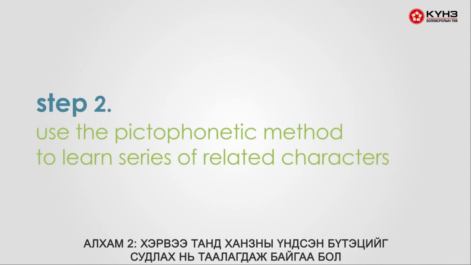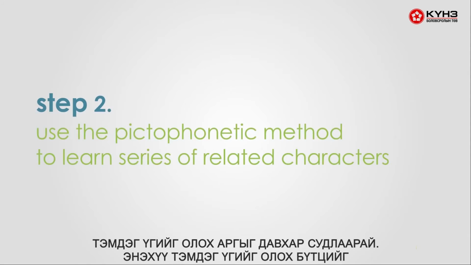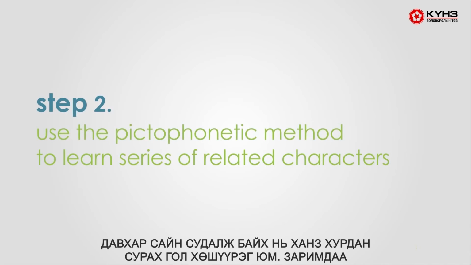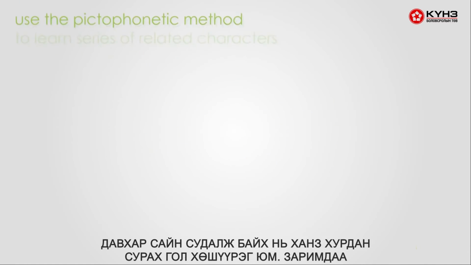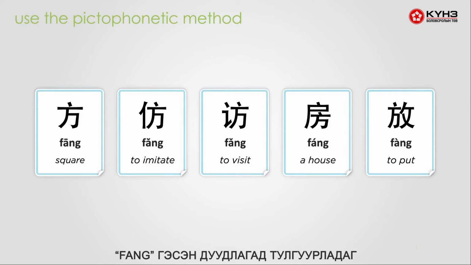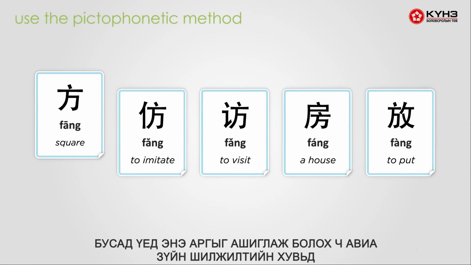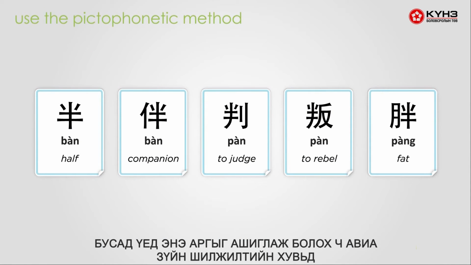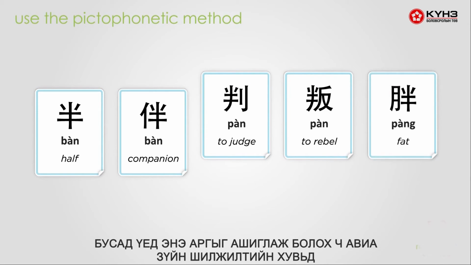Step 2. Once you're comfortable with the basic components, you can start looking at characters that share a common phonetic root. That way, you can leverage the pictophonetic method to quickly learn series of related characters. Sometimes the pictophonetic method works really well, like in these characters that are all based on the character 方. Other times it works well, but there is some phonetic drift.